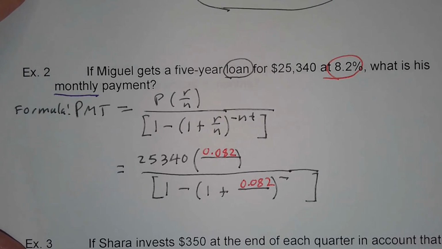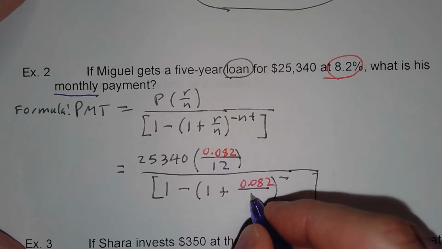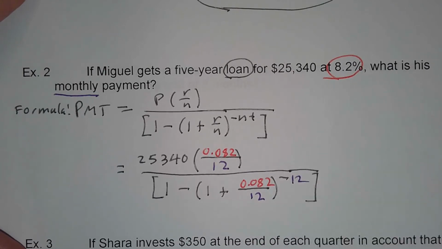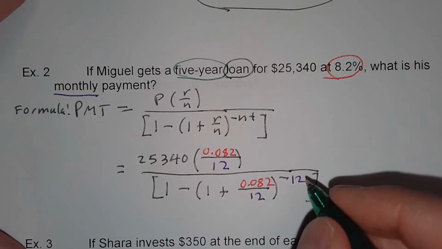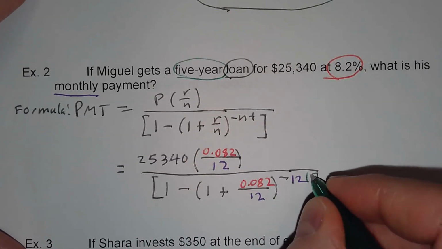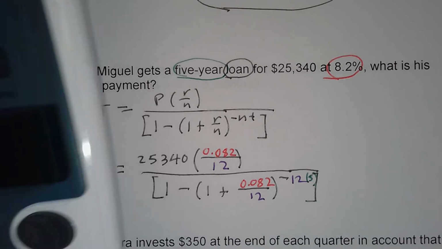Our N here, this is monthly, so N's got to be 12. And then T here, this is a 5-year loan, so T here is going to be 5. And so now we're just going to punch this in our calculator.